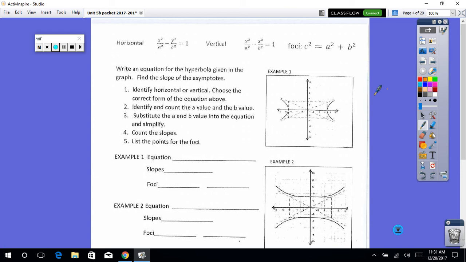Okay, first step is always determine if it's horizontal or vertical. Since we are opening on the x, I know that my x is going to go first. The center of my little imaginary box is right there at 0, 0, so I don't have to worry about the parentheses and plus or minus or anything. So it's x squared, and then y squared is next. Just like an ellipse, they're always set equal to 1. If you remember, the difference between the ellipse and the hyperbola is that the hyperbola has a minus sign.